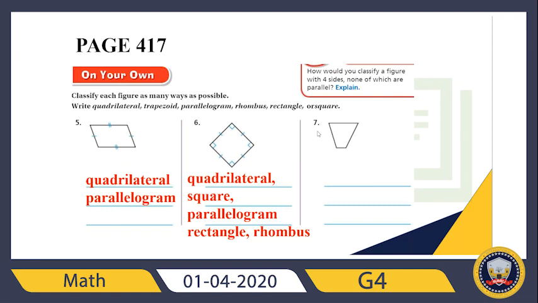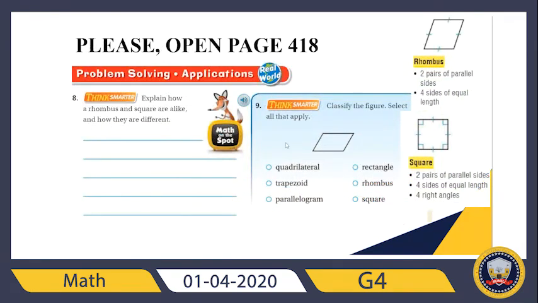What about question 7? I know it's also an example of a quadrilateral, right? And it's also an example of a trapezoid because there is one pair of line segments that are parallel to each other. This line segment and this line segment are parallel to each other. If they are parallel to each other, I can say it's an example of a trapezoid. Good job. Right now, turn the page.